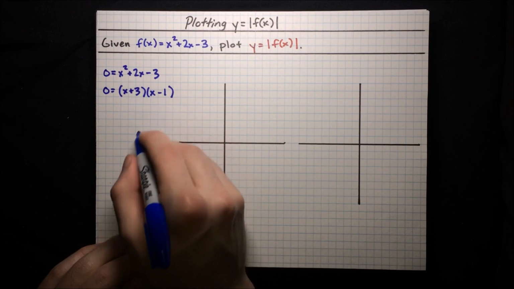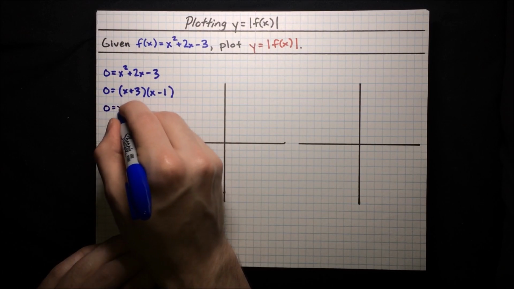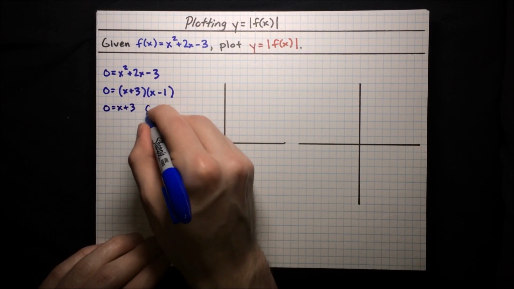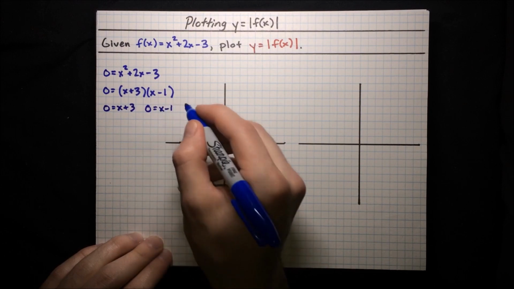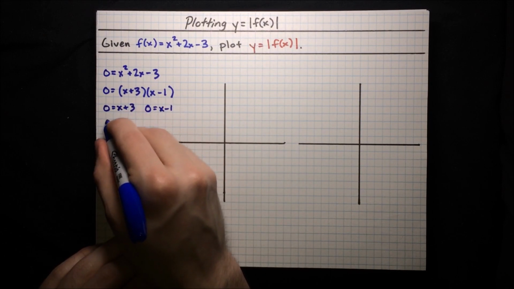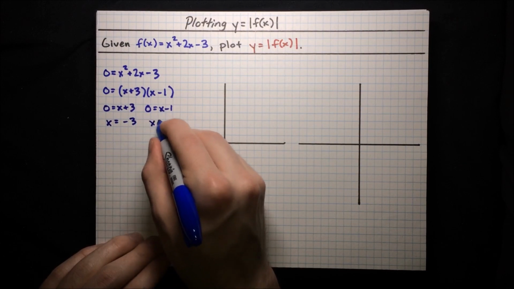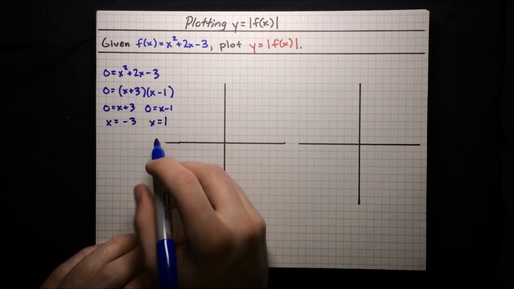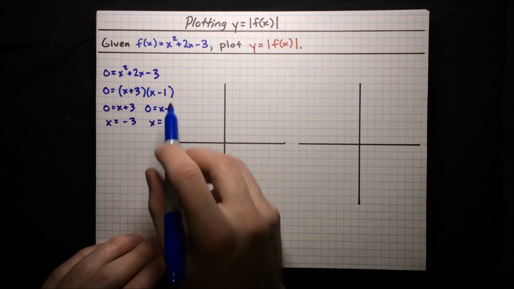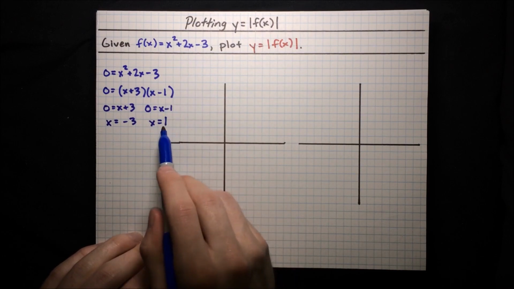The solutions to this equation just come from setting each factor equal to 0. So 0 equals x plus 3, and 0 equals x minus 1. So this one is x equals -3, and this one is x equals +1. Okay, so these are the roots of this parabola. That's where it crosses the x-axis.